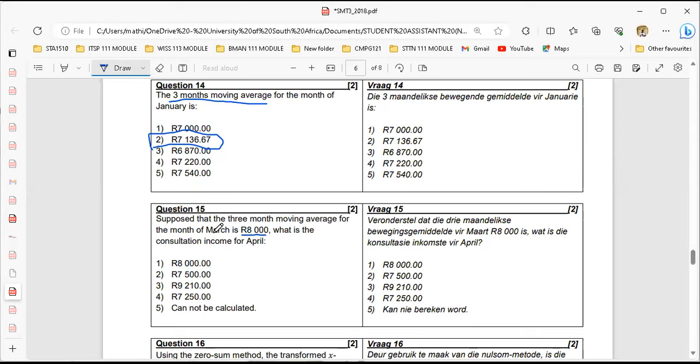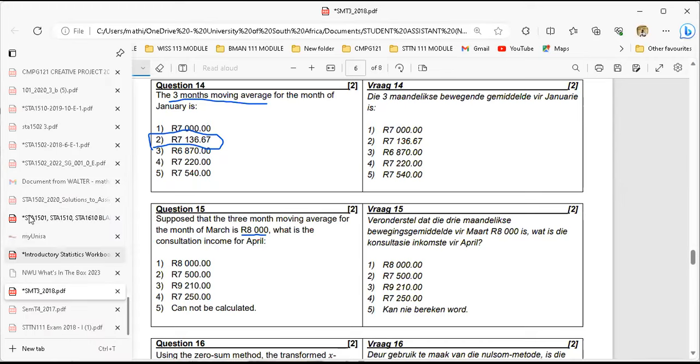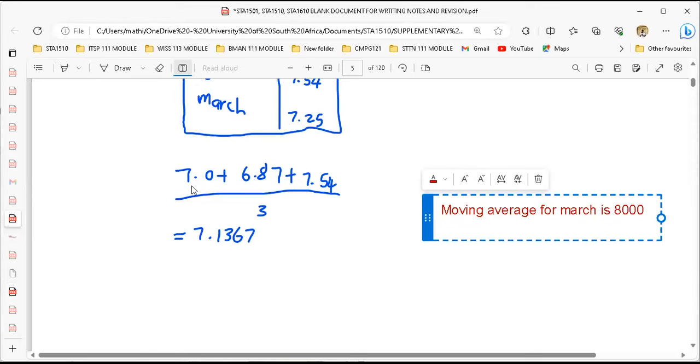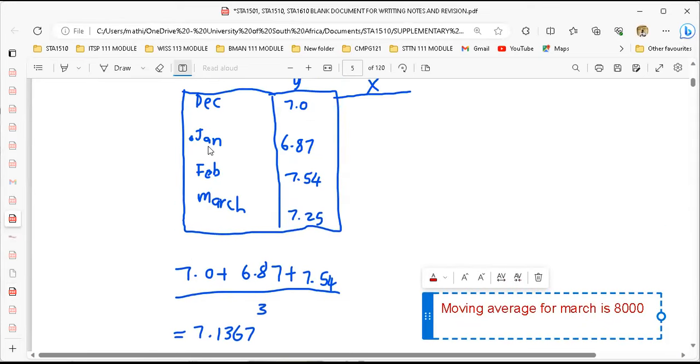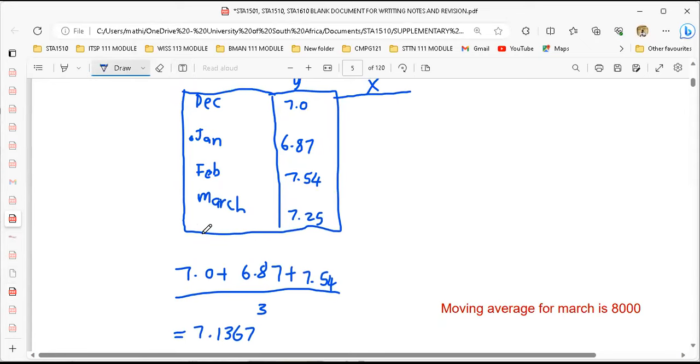We have to make sure that March for this one is the middle. What is the consultation income for April? Let's check. So here we have December, January, February, March. We don't have April. So in this case, I'm going to add April here. So do I have the value of y for April?